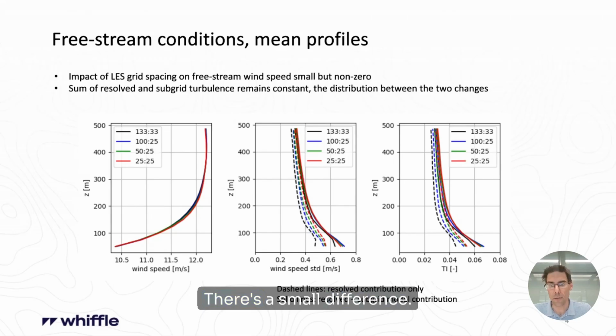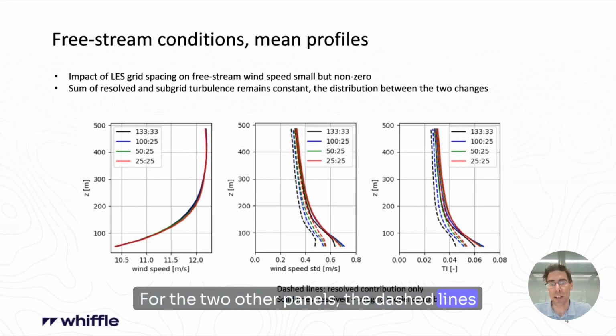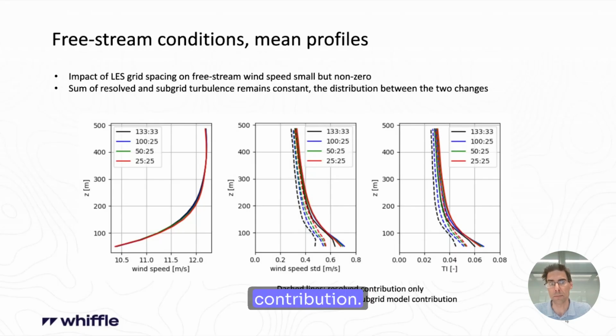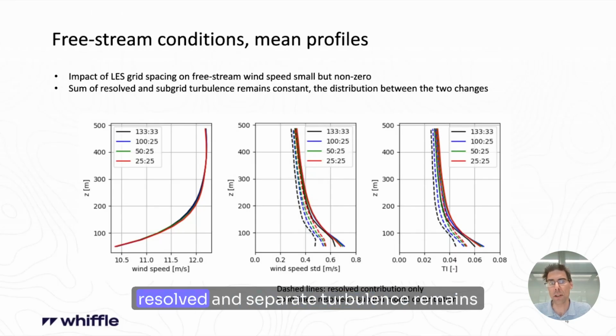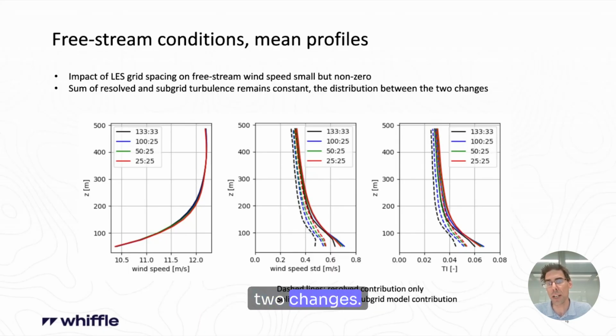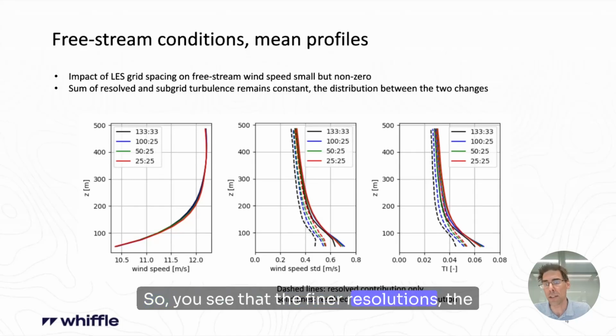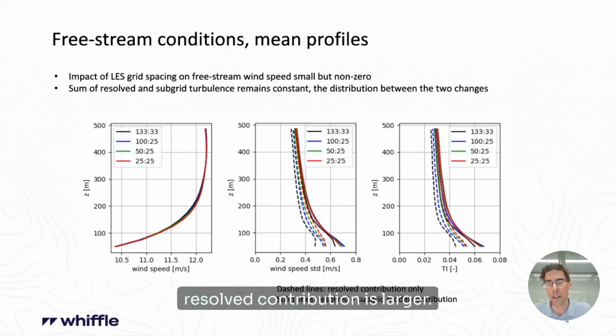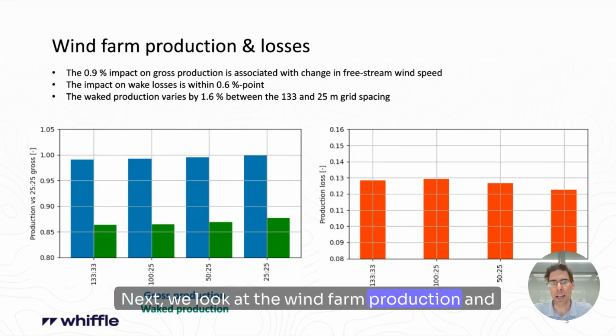There's a small difference. For the 2 other panels, the dashed lines indicate the resolved contribution only, and the solid lines indicate the sum of the resolved and the subgrid scale model contribution. So what we see is that the sum of the resolved and subgrid turbulence remains constant, but the distribution between the 2 changes. So you see that at finer resolutions, the resolved contribution is larger. But since the total turbulence is the same, this is an indication that the LES is actually doing quite a good job.